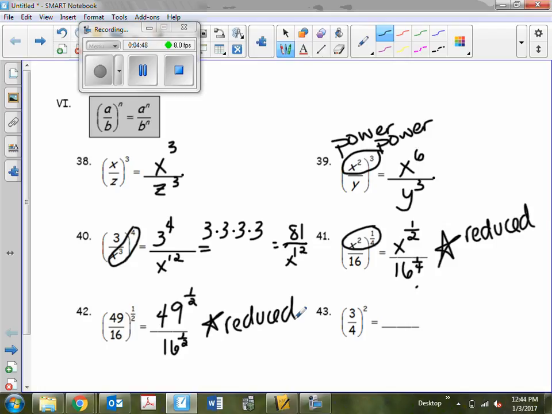And then number 43, we're going to distribute that squared to both the 3 and to that 4. So we would end up getting 3 squared over 4 squared. But we can reduce that a little bit more because 3 squared is saying 3 times 3, and 4 squared is saying 4 times 4. So this answer right here would end up being 9 over 16.